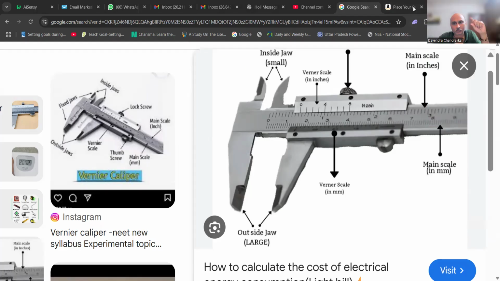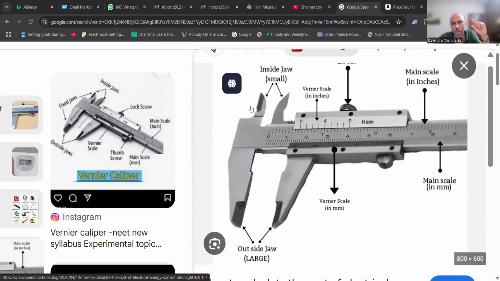Now what are these inside jaws for? Inside jaws are to measure, suppose you want to measure the internal diameter of your glass, or tubes, for example you have a test tube, and if you want to measure its internal diameter, then you should go for this small inside jaw. It is used to measure small distances, the internal diameter of objects which have small openings.